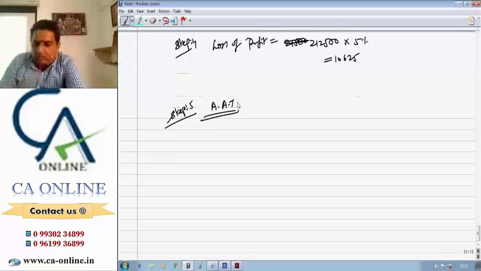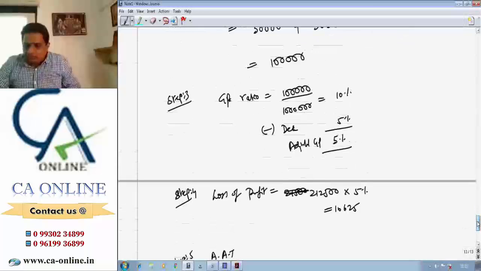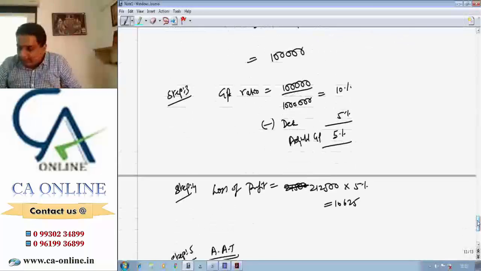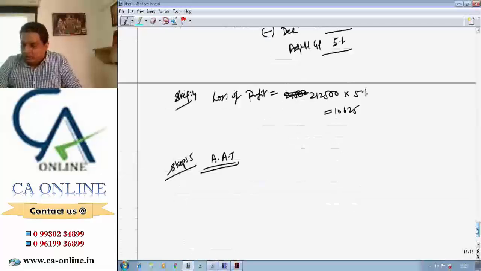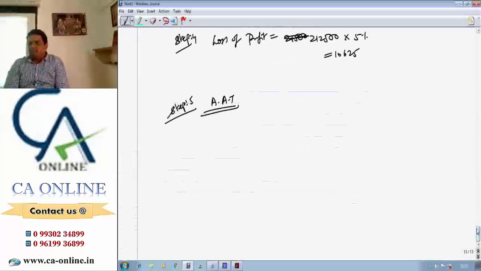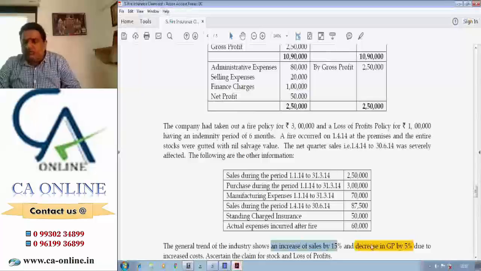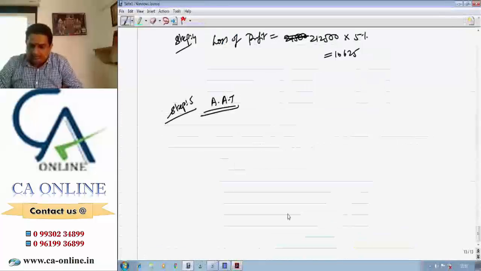Adjusted annual turnover. Up to step 4 you do it and wait, don't write anything. How to find out adjusted annual turnover? Preceding 12 months sales, adjusted for trend. Is it plus or minus? In this problem, sales has increased, only GP has decreased, so you need to add. Now which 12 months are we referring to in this problem? Tell me the dates.